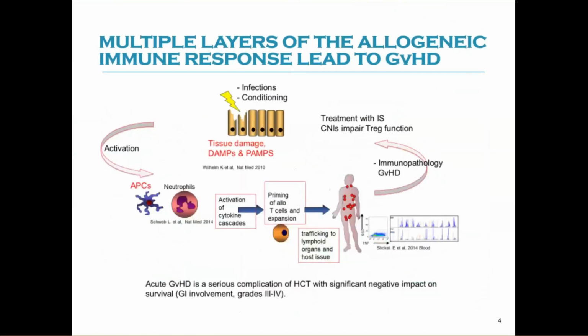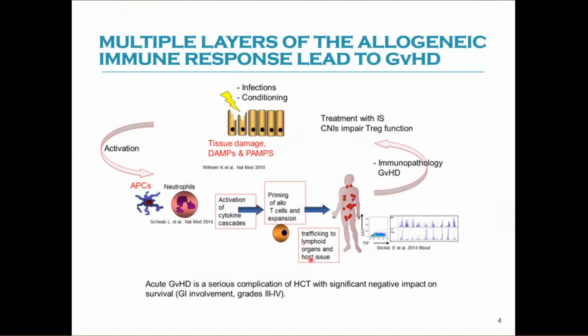Recent gained insights demonstrate the multiple layers of the innate immune response which lead to GVHD. First, chemotherapy, irradiation and infection cause tissue damage with the release of DAMPs and PAMPs, and further activation of the innate immune cells lead to activation of cytokine cascades with priming of allo donor T cells and expansion of, and trafficking to lymphoid organs and host tissue.